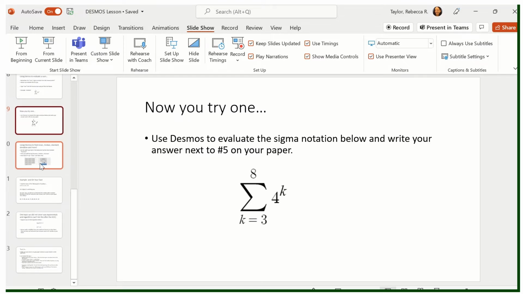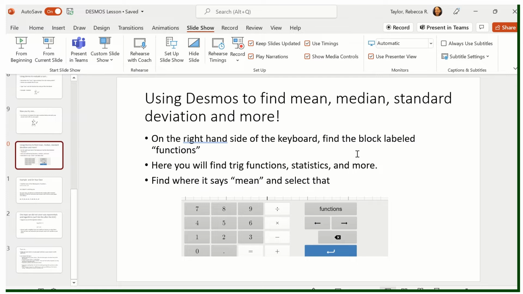All right, now using Desmos to find mean, median, standard deviation, and more. Okay, you guys can't see me, but my arms are like ta-da, like I'm ta-daing at my desk. So on the right-hand side of the keyboard, you will find a block labeled functions. It's right here, okay? Here, you're going to find trig functions, statistics, logarithms. There's pretty much everything else. Tons and tons of stuff.